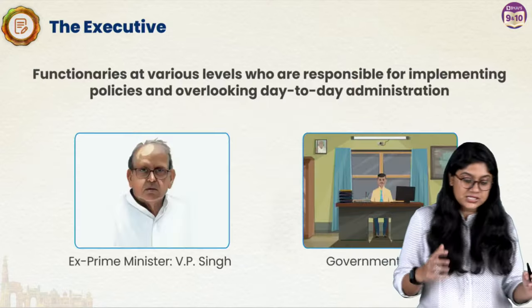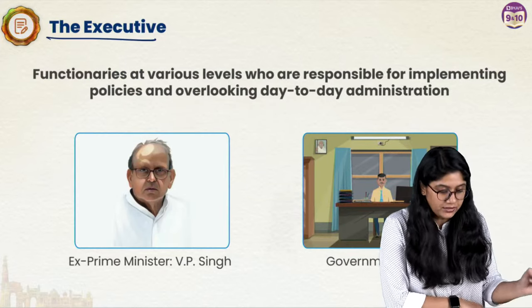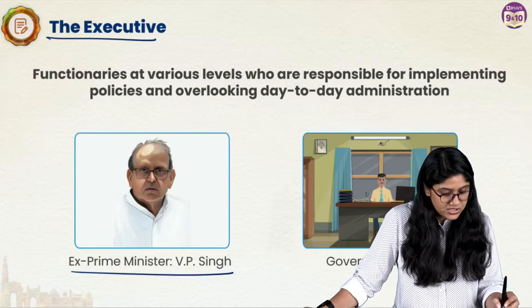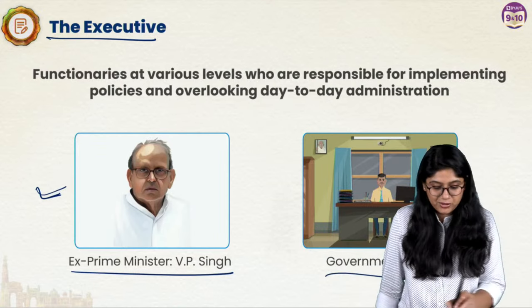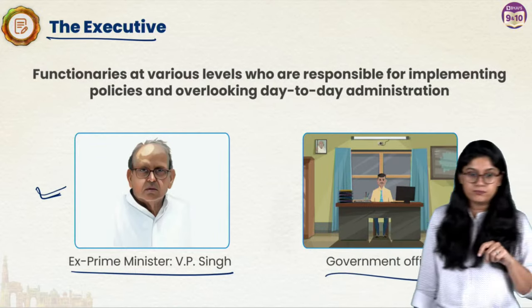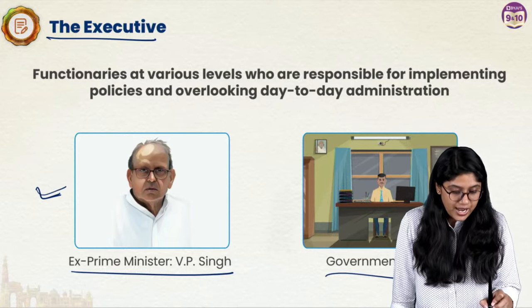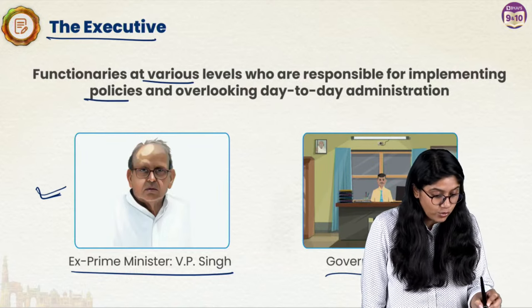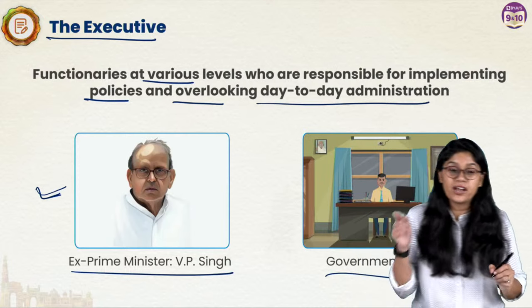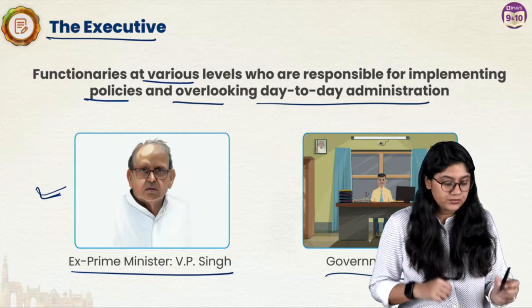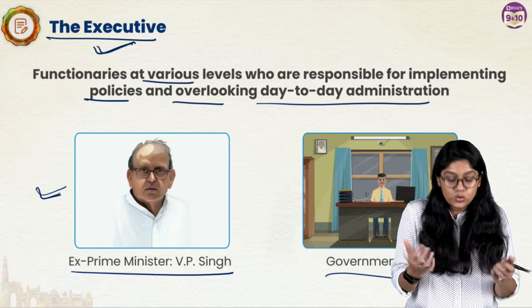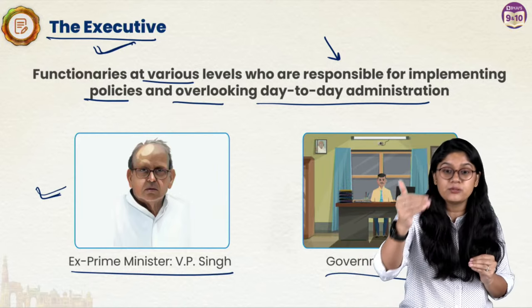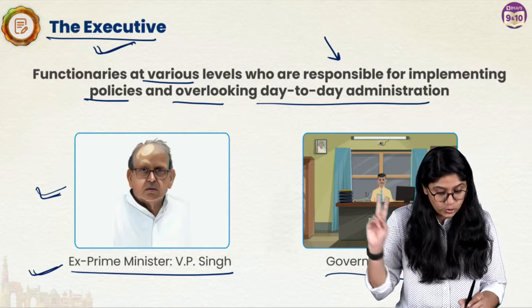So let's understand, everyone. Over here, we'll discuss the executive. We have them at different levels altogether. We have ex-Prime Minister VP Singh over here, and of course, we have a government officer. So we have two types of executive. At various levels, we have people who are responsible for implementing policies and overlooking day-to-day administration. They are the ones we call the executive. We have two categories over here.